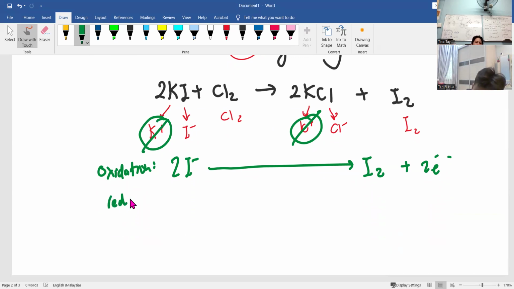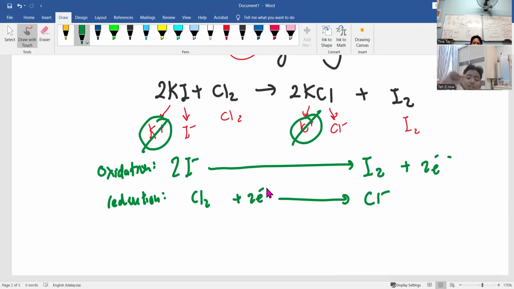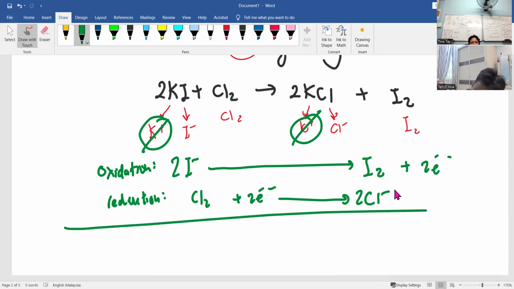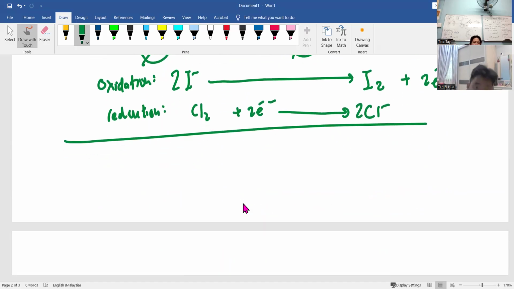Okay, who does reduction then? Who is reduced? Cl2. Cl2 becomes? How to write the equation? It becomes Cl negative. You look at the equation here, it becomes Cl negative. Cl2 plus 2e minus becomes 2Cl negative. Okay, very good. So is this redox? Yes. Can you see who is oxidized and reduced based on electrons? Okay. I'm going to give you a few more.